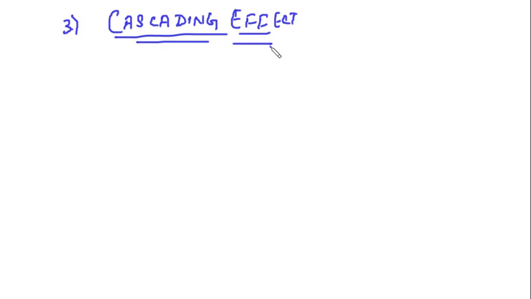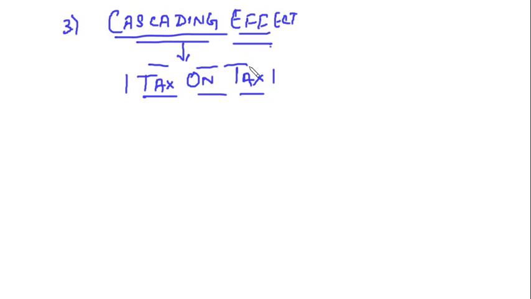Now, before the introduction of GST, the cascading effect was present in the indirect tax system. What is a cascading effect? This is quite important to understand. In simple terms, cascading means tax on tax. Let us try to understand with the help of an example.